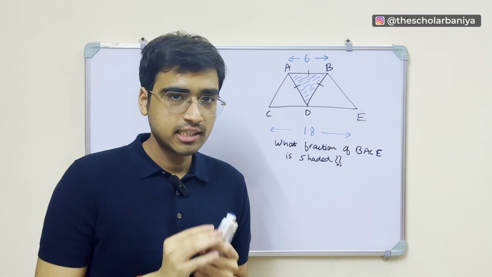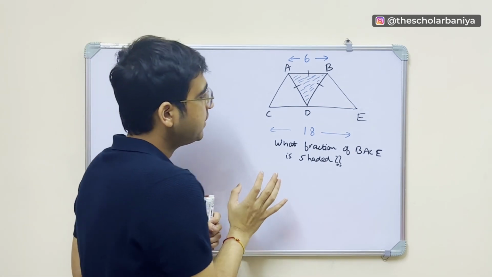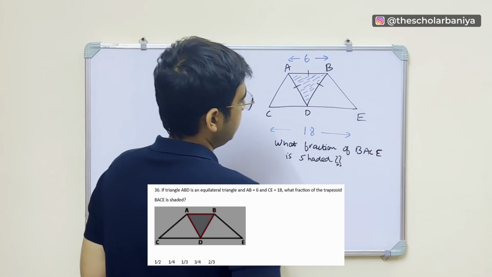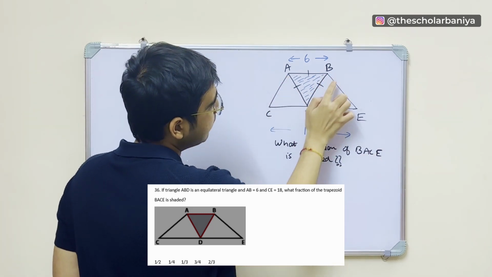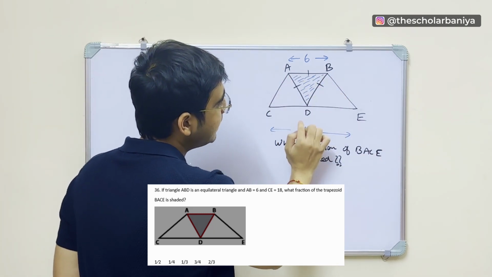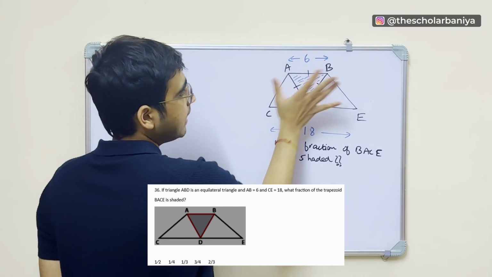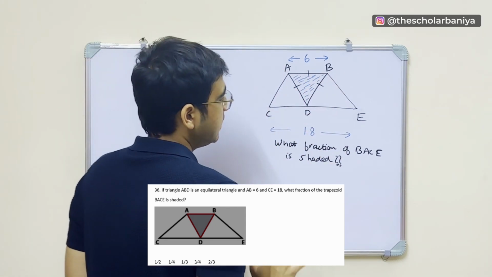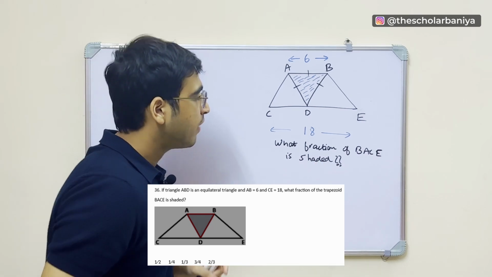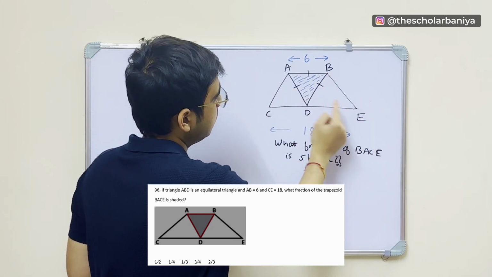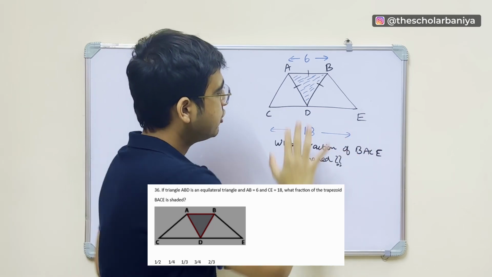So let's move on to the next question, guys. In this question, we are given that there is a trapezoid ABCE, right? And there is a triangle inside it, ABD, which is an equilateral triangle. The length of AB is given to be 6 and the length of CE is given to be 18. And we have to find out what fraction of the figure is shaded.